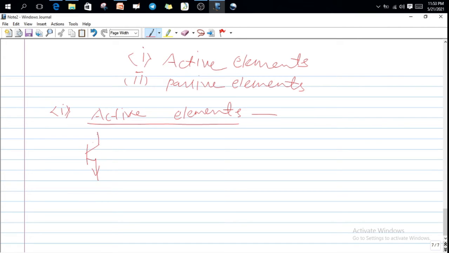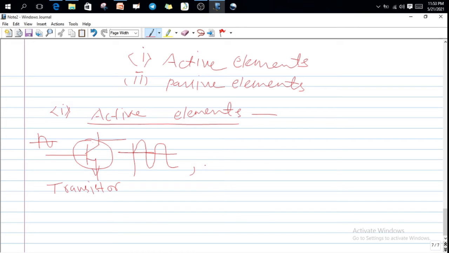The transistor is a good example of an active element, because in the transistor, if we give some voltage, at the output end we get an amplified voltage, which means our energy is being delivered. Okay guys, so the transistor is one of the active elements. And what about the other elements which possess these characteristics?